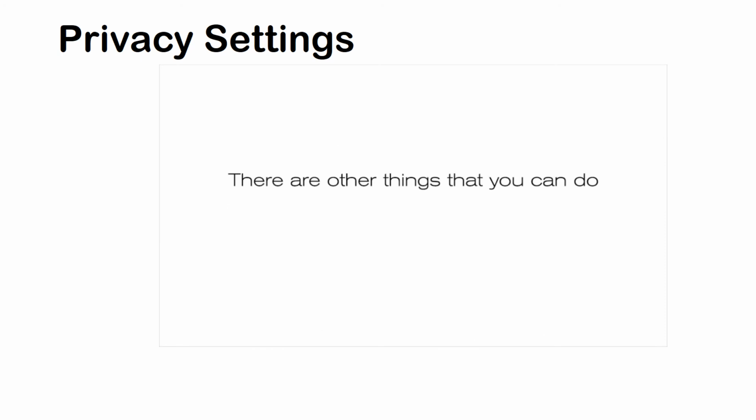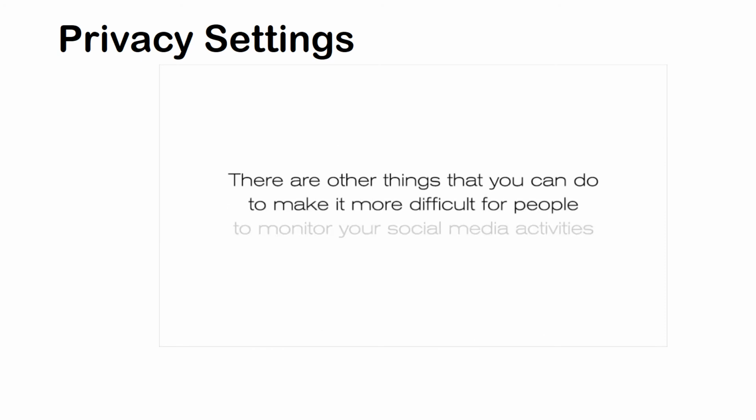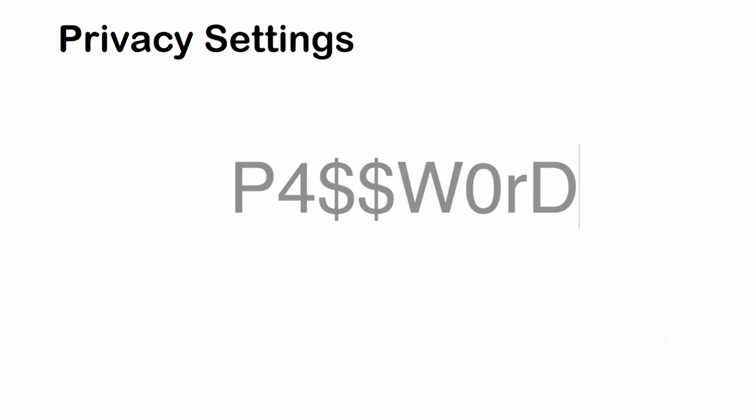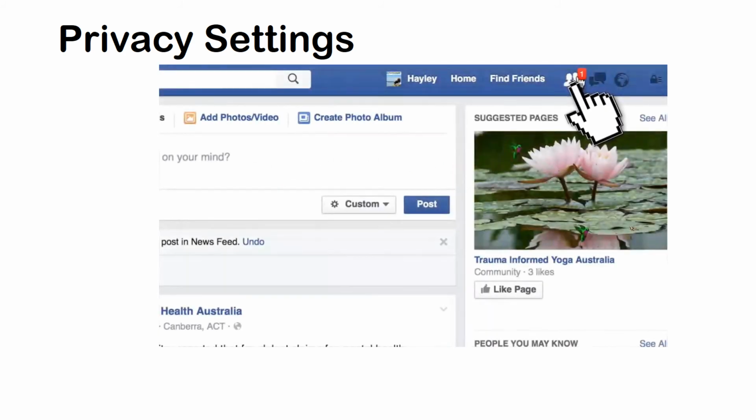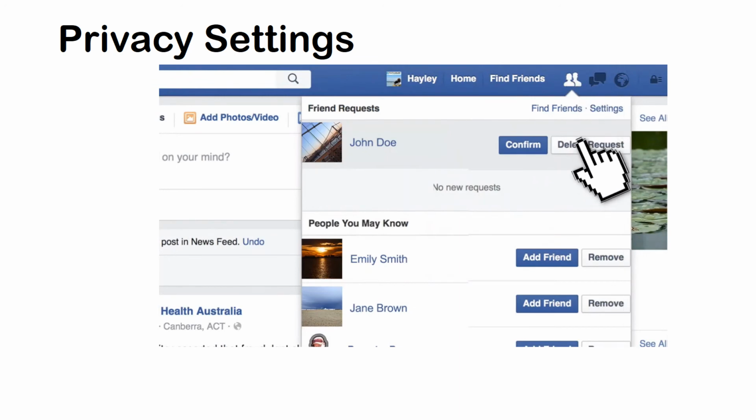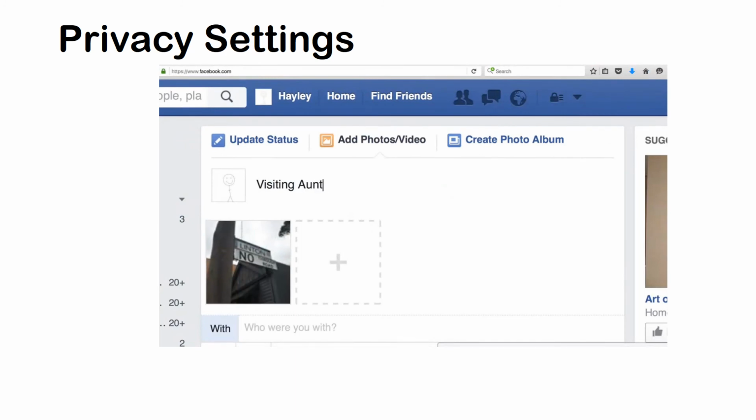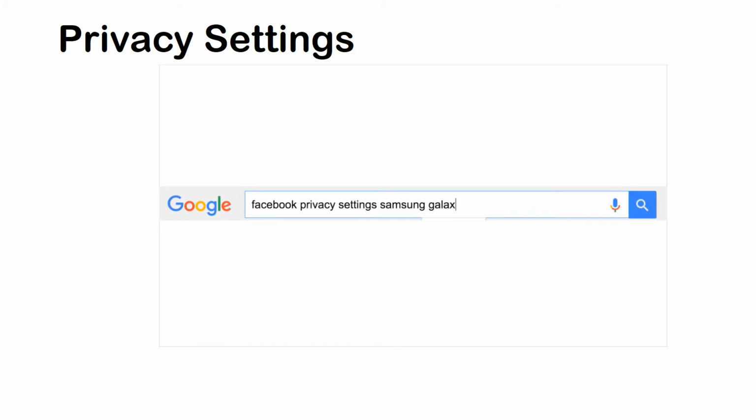There are other things you can do to make it more difficult for people to monitor your social media activities, such as create strong passwords, comprised of upper and lowercase letters, numbers and symbols, and change passwords regularly. Don't accept friend or follow requests from people you don't know. Be careful about what you post. Pictures and status updates can be shared by others, and you may not be able to control who sees them. To learn more, search for the social media site and your device.